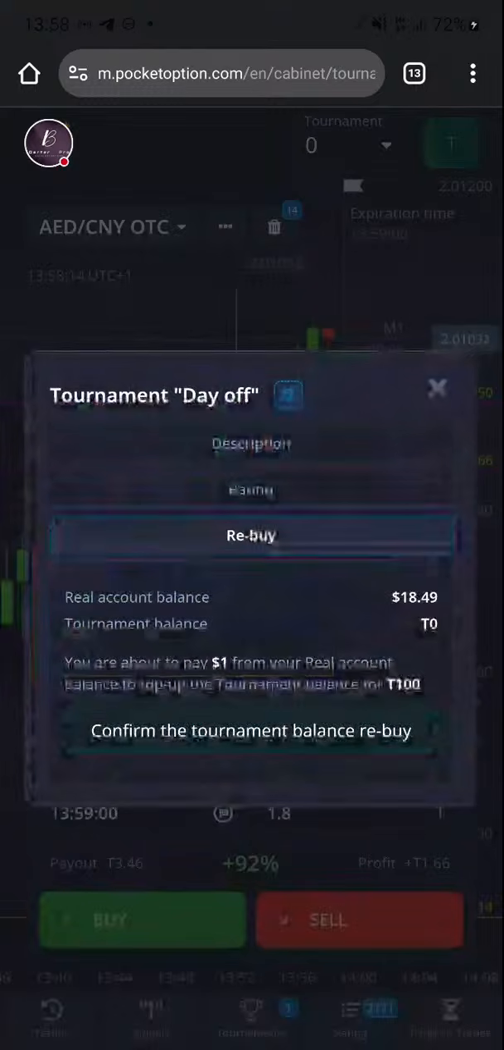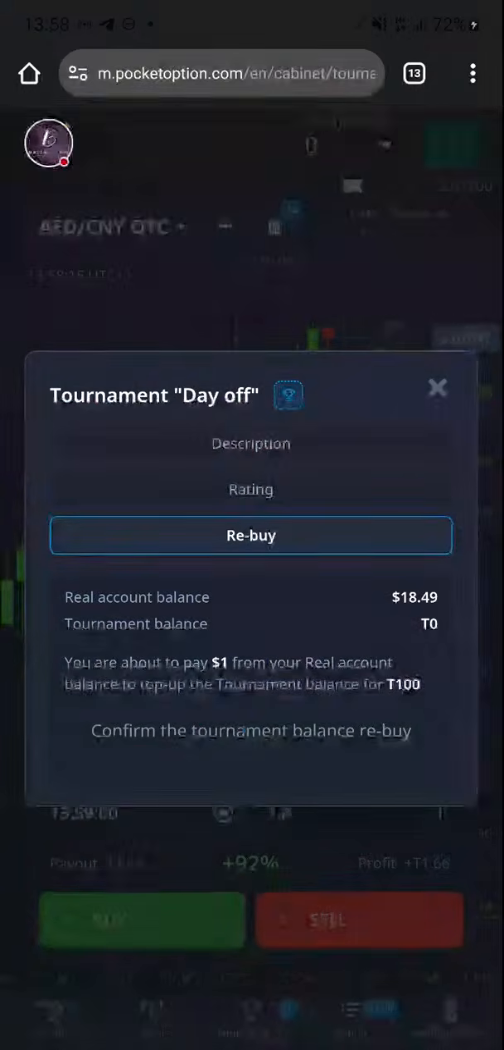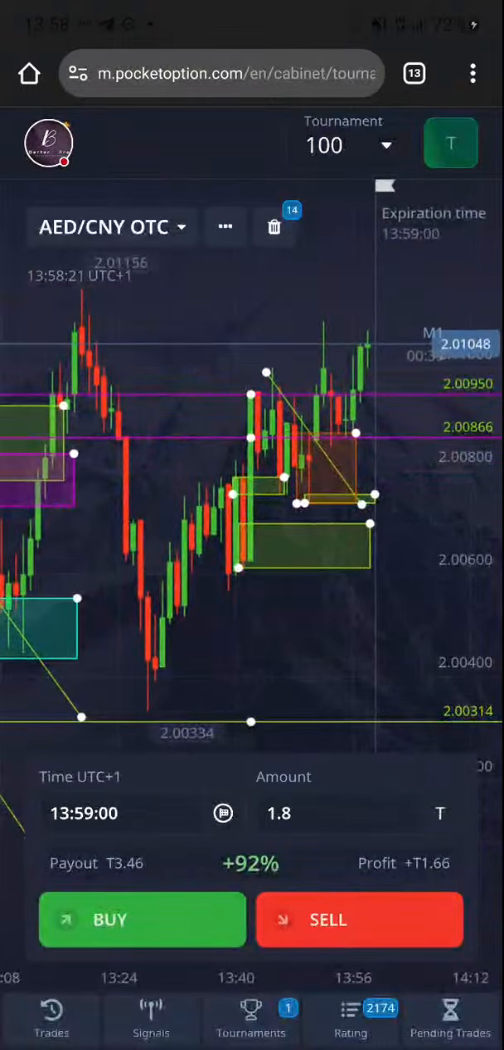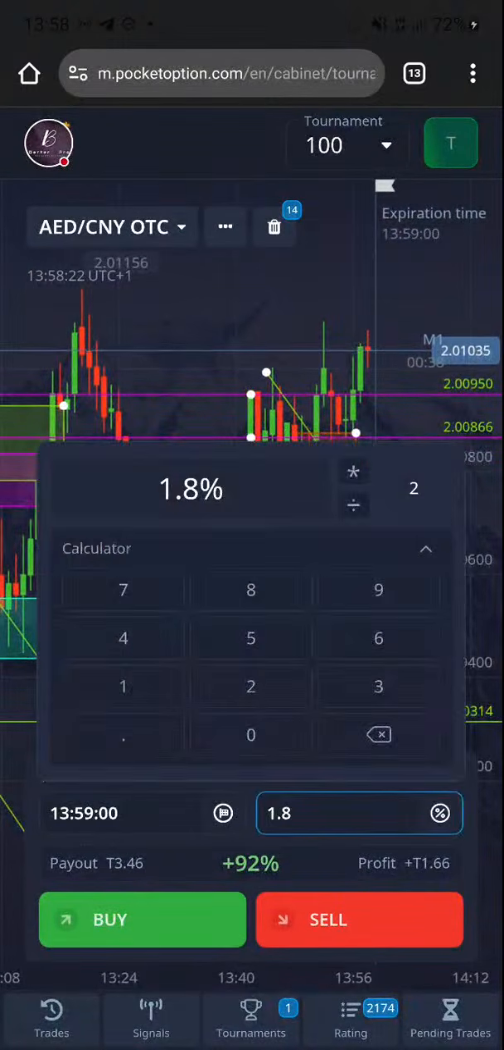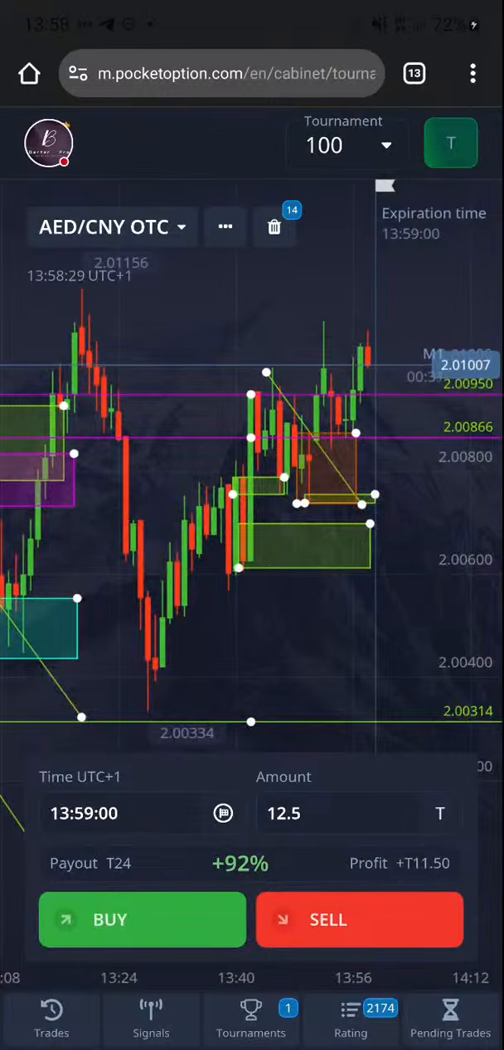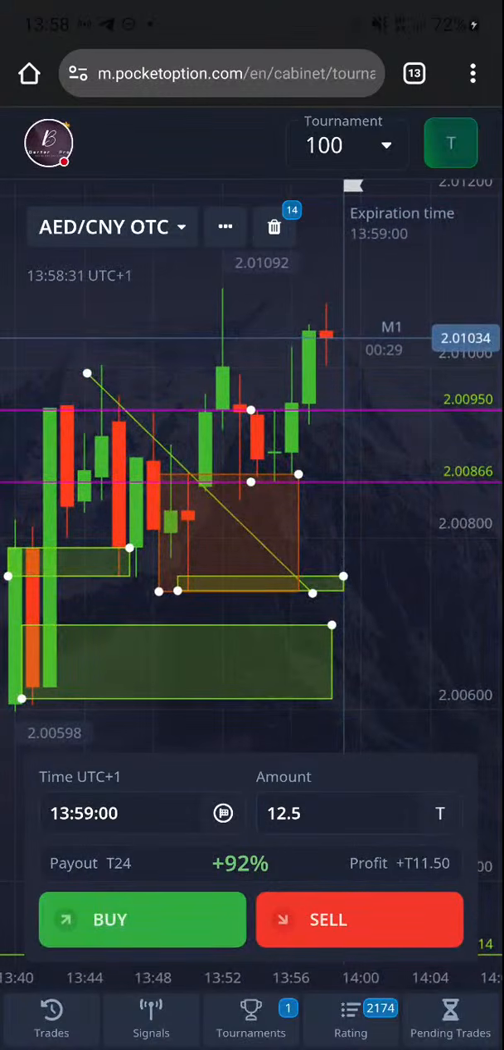Okay, let's go. Let's go back again. Let's confirm it. So we have a second chance now. Let's go in with 12.5%. Now I'm gonna wait for... Now that this doji, you know what?